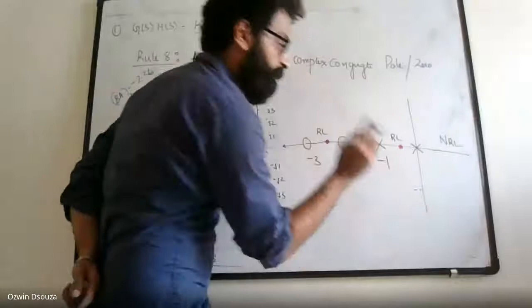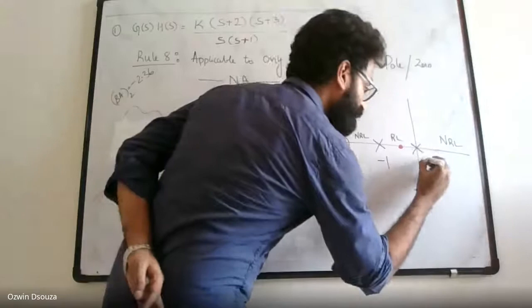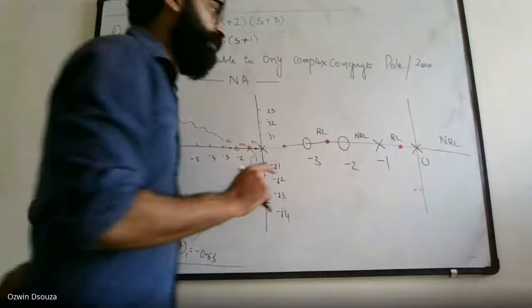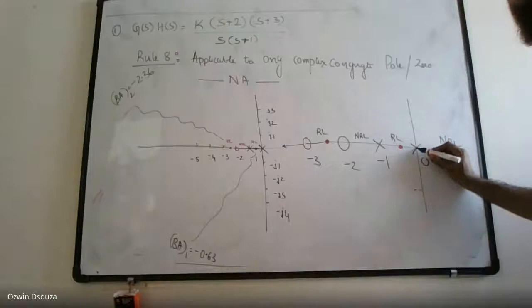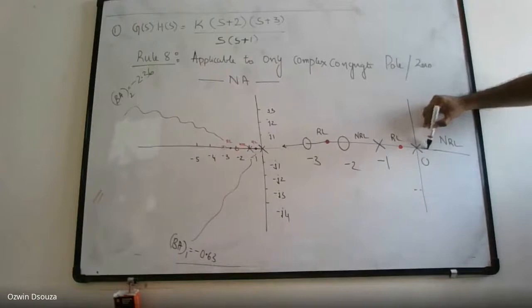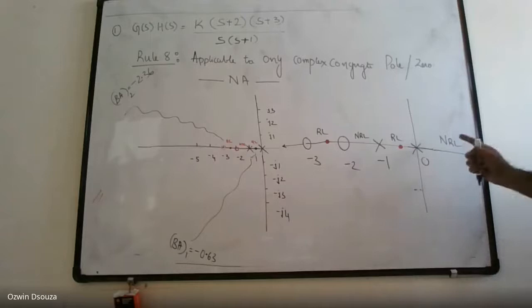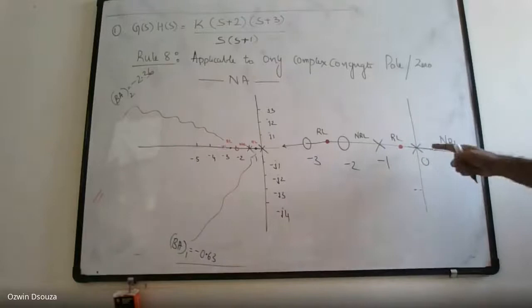Let us consider the first branch, which is located at the origin. It starts from here, correct. Now, where should it move? Can it move in the right-hand direction, along the positive real axis? Or can it move along the negative real axis? That is what I am trying to ask you. Who will help me out? Rule 3 is going to help us out. In rule 3, you had predicted that the entire positive real axis is not part of the root locus.